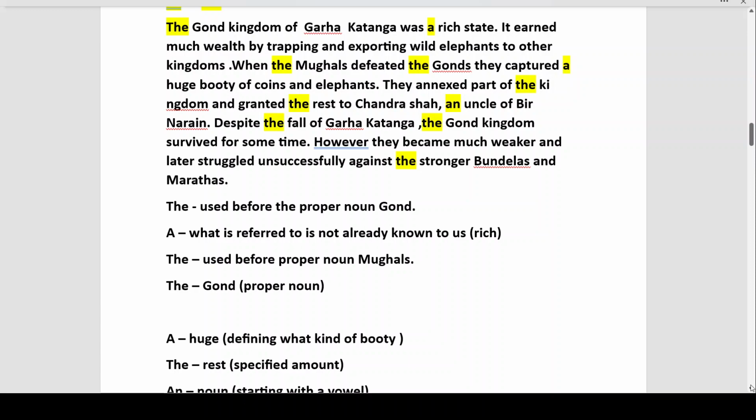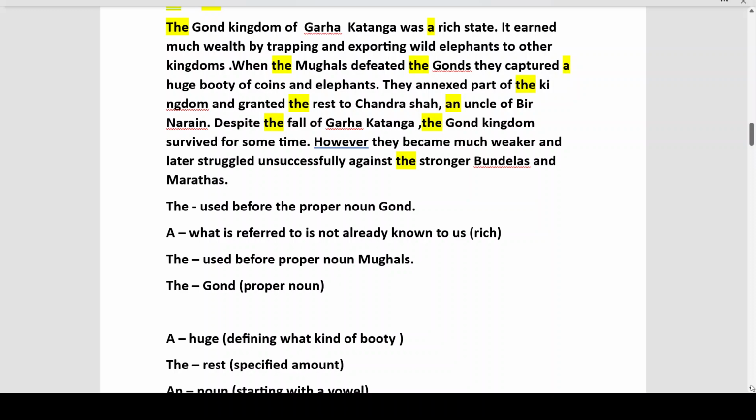Why a rich state and not the rich state? Because a is written when it refers to something which is not known to us, but when it is being told to us. Now, what is being told to us? The Gond kingdom of Garha Katanga was a rich state. What kind of state was it? It was a rich state. So the word which is giving us some information about the state is rich. So the determiner which is used before rich is a.